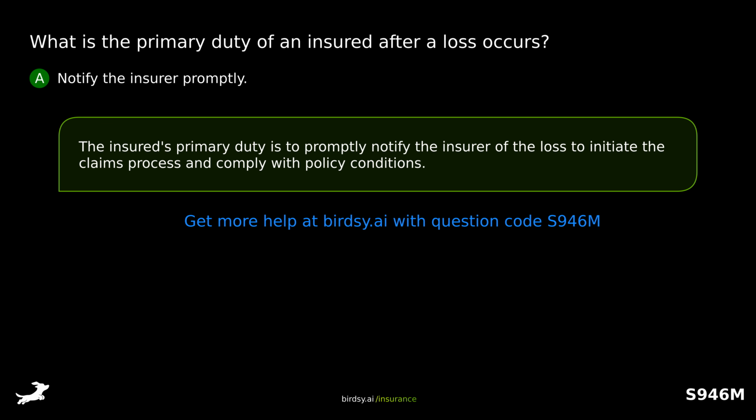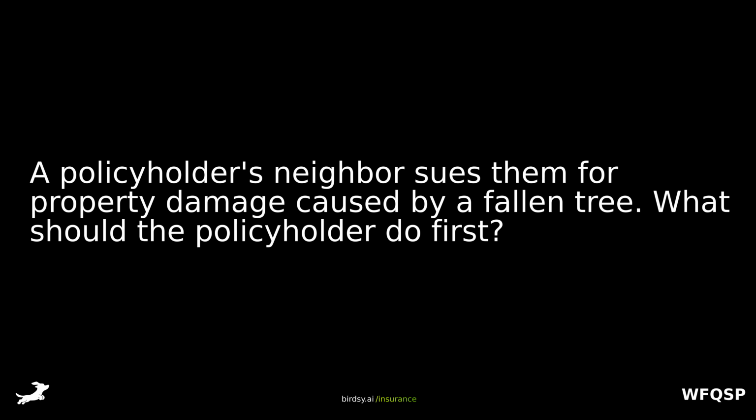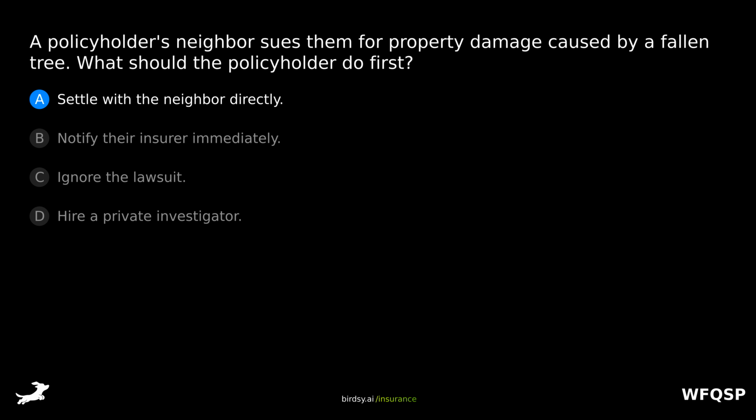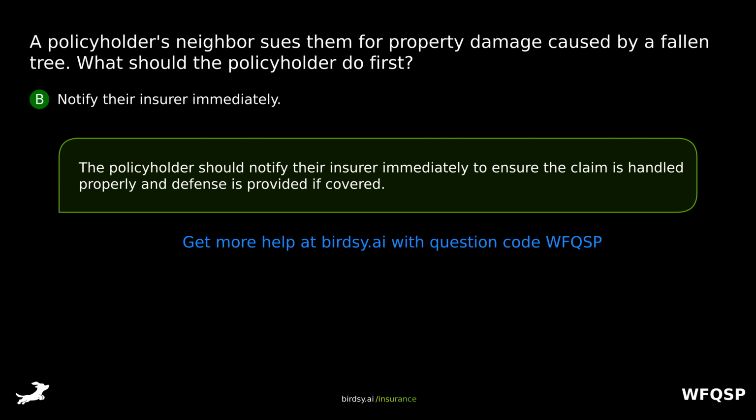with policy conditions. A policyholder's neighbor sues them for property damage caused by a fallen tree. What should the policyholder do first? Is it A, settle with a neighbor directly? B, notify their insurer immediately? C, ignore the lawsuit? Or D, hire a private investigator? The answer is B, notify their insurer immediately. The policyholder should notify their insurer immediately to ensure the claim is handled properly and defense is provided if covered.